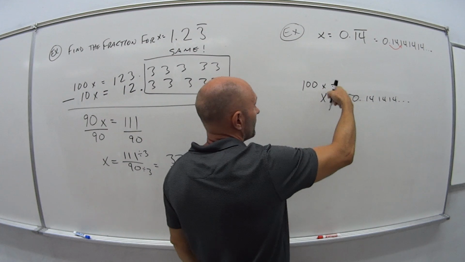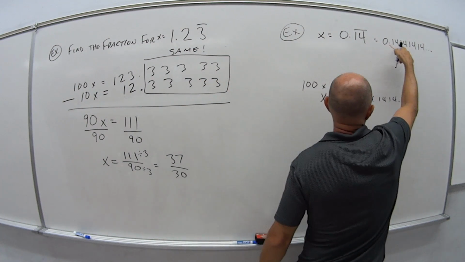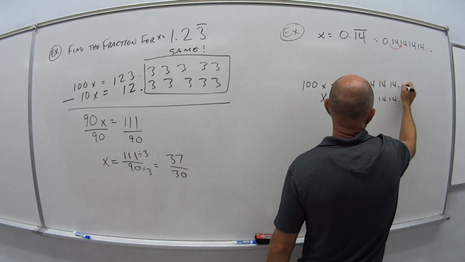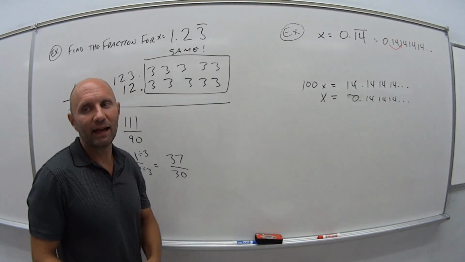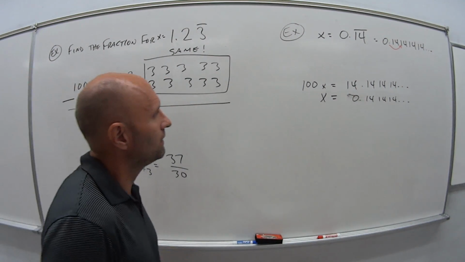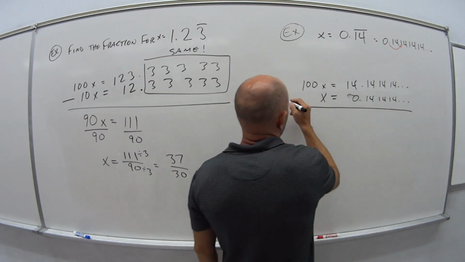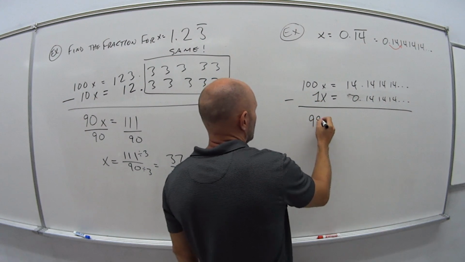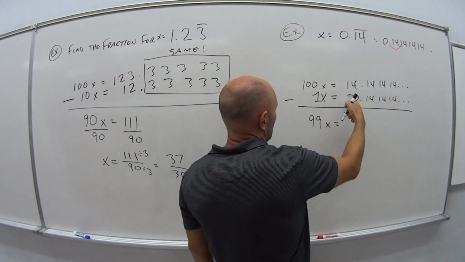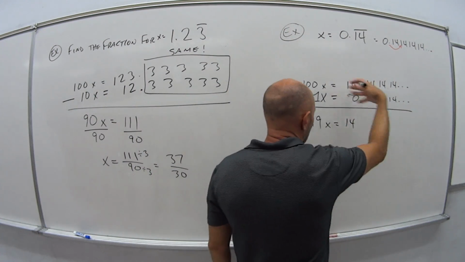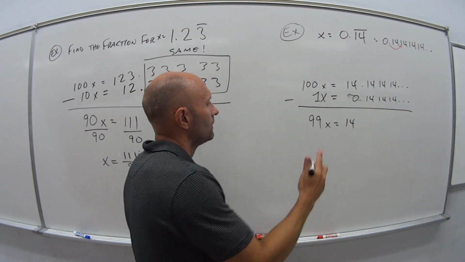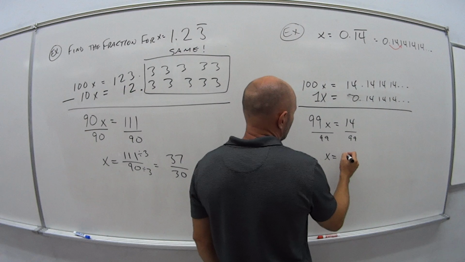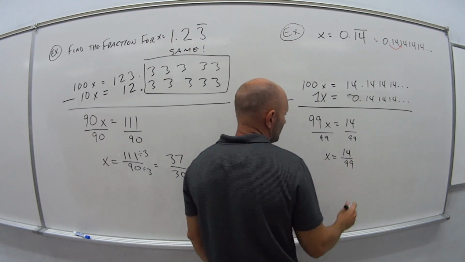So if I say 100x is equal to what? If I move it 2 places, 14.141414. And now what's on the right side is the same, so that's fine. Do my subtraction. 100, don't forget there's the invisible 1 here. 100 minus 1 is 99x. 14 minus 0 is 14. And then the rest cancels out. So divide both sides by 99. So x is equal to 14 over 99.